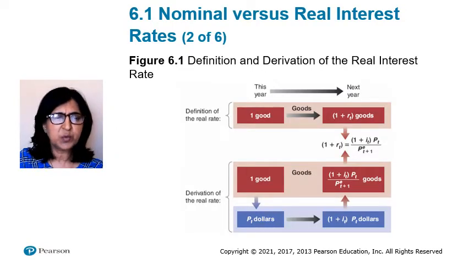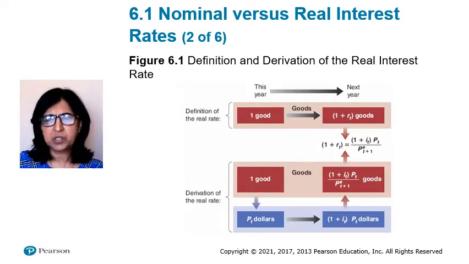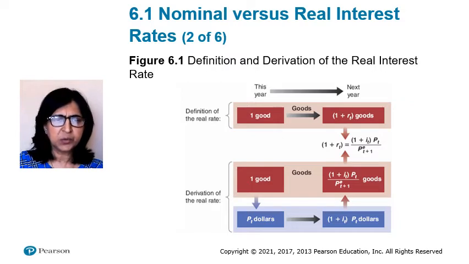Figure 6.1 shows the definition and derivation of the real interest rate. The top part repeats the definition of the one-year real interest rate. The bottom part shows how we can derive the one-year real interest rate from information about the one-year nominal interest rate and the price of goods. Let's go through the step-by-step derivation.